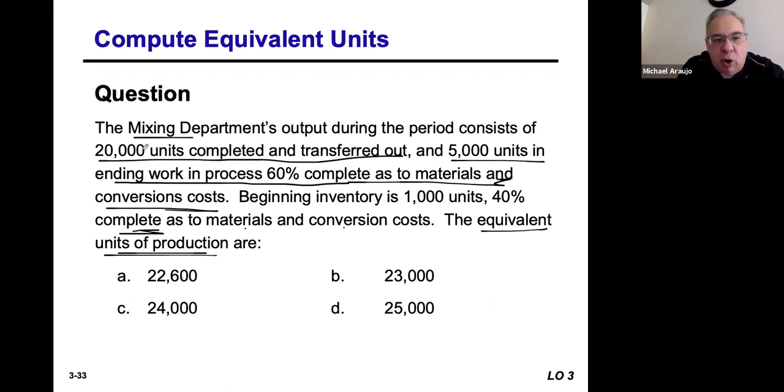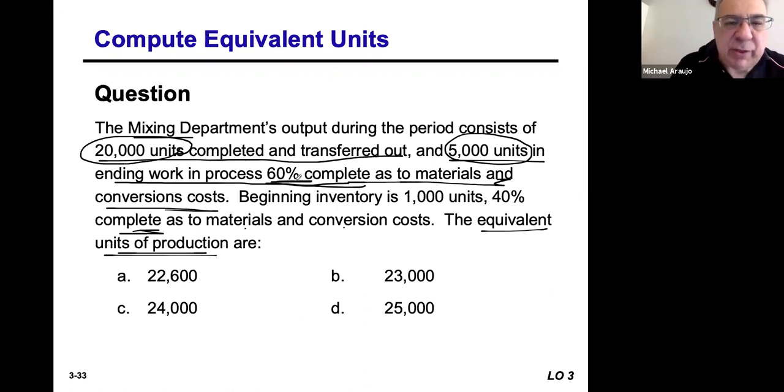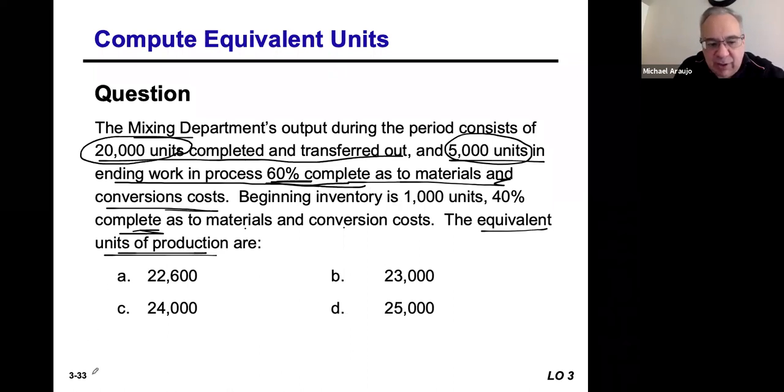Well, again, all 20,000 of these are completed. Of the 5,000 units that are in work in process, 60% is completed. So now you've got 3,000 of those, because 5,000 units at 60% complete would be 3,000. So now we're up to 23,000. One of the questions then becomes, what do you do with the beginning inventory? Is beginning inventory counted in all of that?